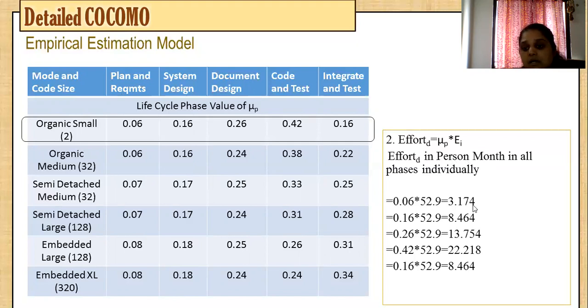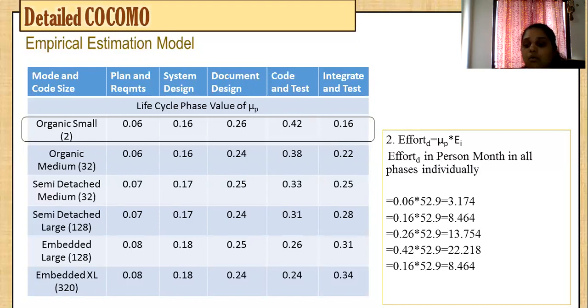Okay. Similarly, if you go here in system design, it will be 0.16 into total effort, that is 8.46. Then detailed design is 0.26 into 52.9, code and test is 0.42 into 52.9, and integrate and test is 0.16 into 52.9. So all these are the total efforts in each and every phase required in person month.